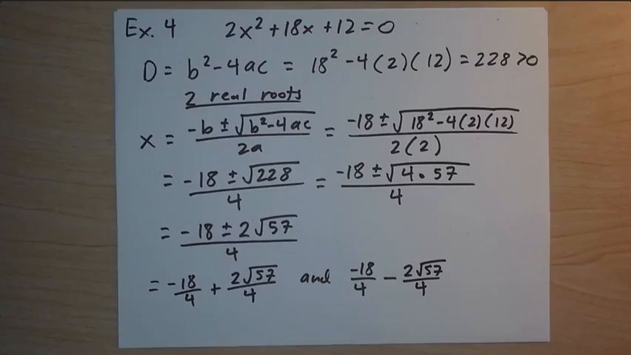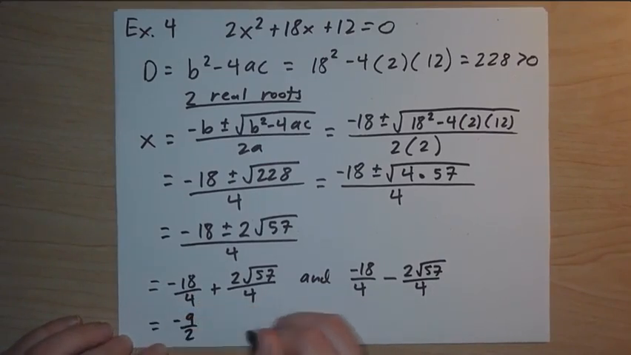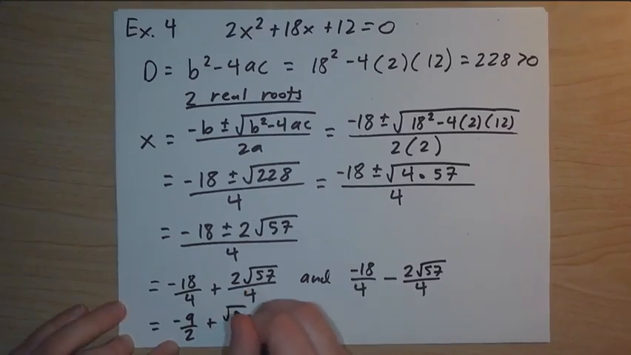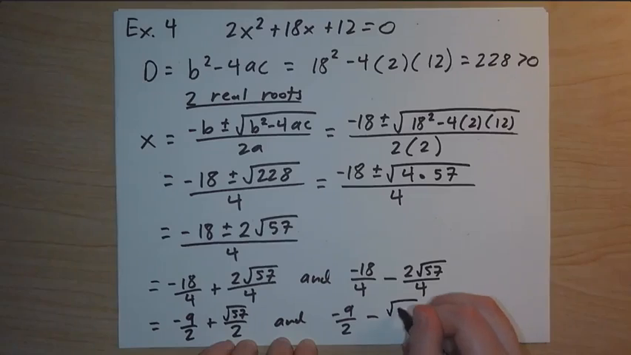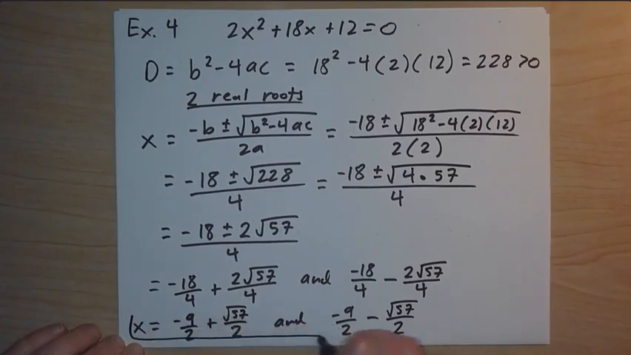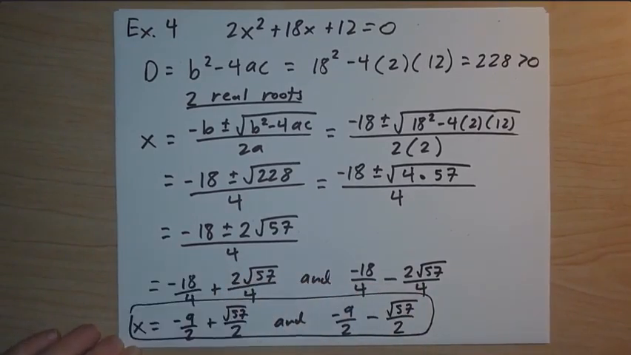Now all that's left to do is to simplify these fractions. Negative 18 divided by 4 is the same as negative 9 divided by 2. 2 times the square root of 57 over 4 is the same thing as the square root of 57 divided by 2. So this is one solution. And our second solution, negative 18 over 4, is the same thing as negative 9 over 2, subtract 2 times the square root of 57 divided by 4, which we've already done: the square root of 57 divided by 2. So we have our two real roots.